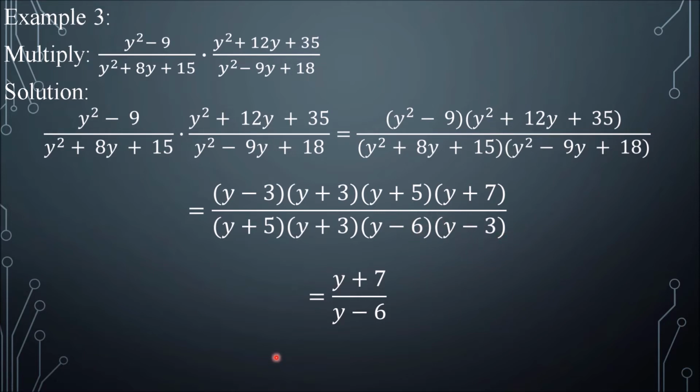Now, as you can see, this is y minus 3 in the numerator, and there is y minus 3 also in the denominator. So this must be cancelled. Next, y plus 3 numerator, y plus 3 denominator, so that must be cancelled. Y plus 5 cancelled also. And then what is left is y plus 7 divided by y minus 6, and that will be the final answer.